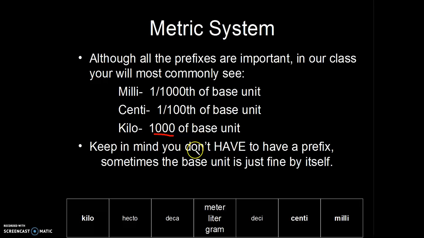So here's just a reminder: keep in mind you don't have to use the prefix. Sometimes meters is perfectly appropriate, but sometimes we want to modify it. If we're measuring something really small, we would use millimeters or centimeters. Measuring something big, we would modify it by using kilometers instead of just meters. Hope this is making sense so far.